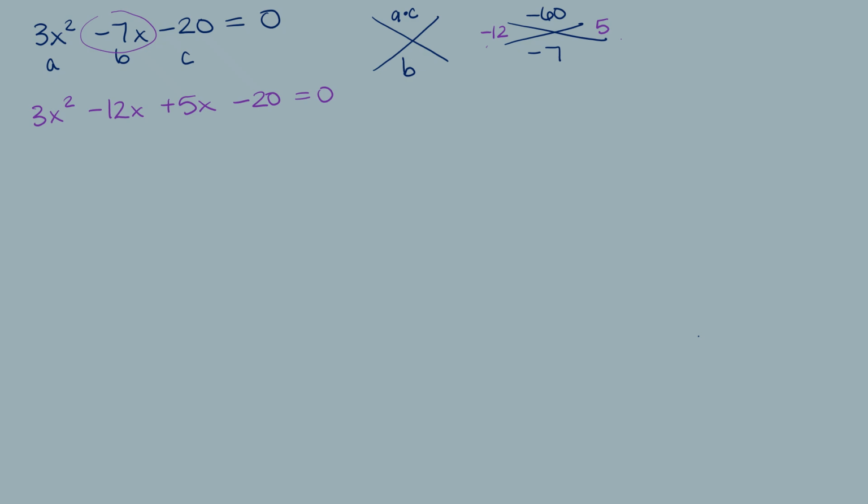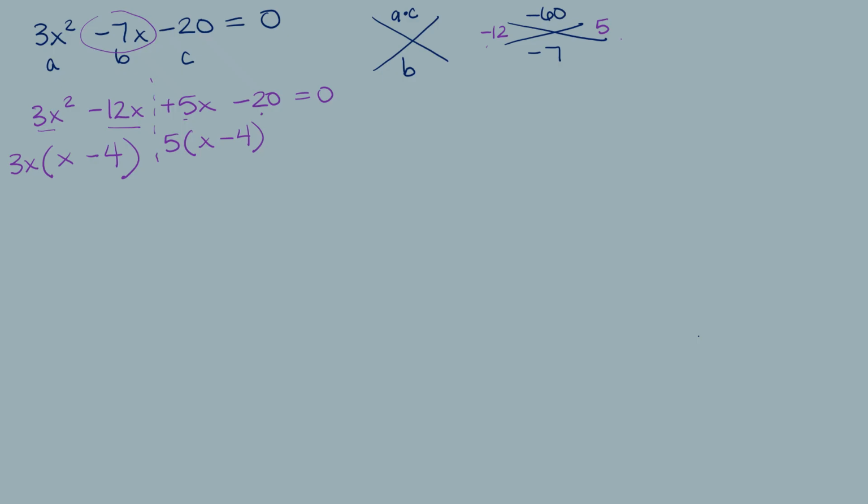Alrighty. And then same with that little dotted line to help keep things organized. So from this left side, you can take out a 3x, because 3 goes into 12, and we know that both of these have an x in them, so 3x. And then we're left with x minus 4, just that 12 divided by 3. And then on this right side, we can take out a 5, and we'll get left with 5 times x minus 4, because 5 times -4 is -20.